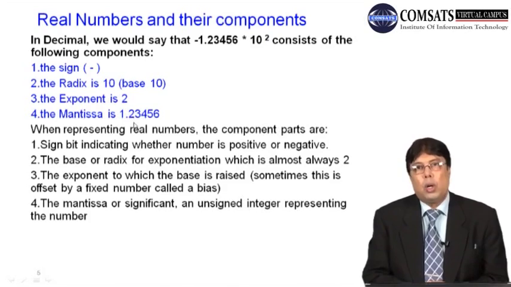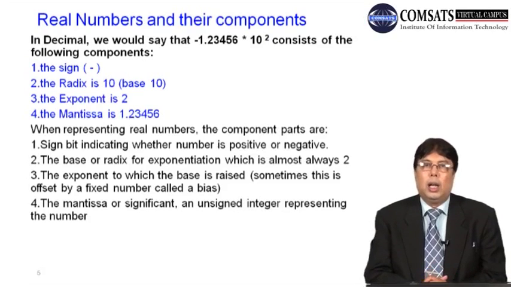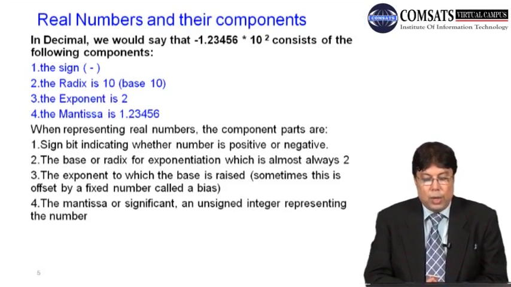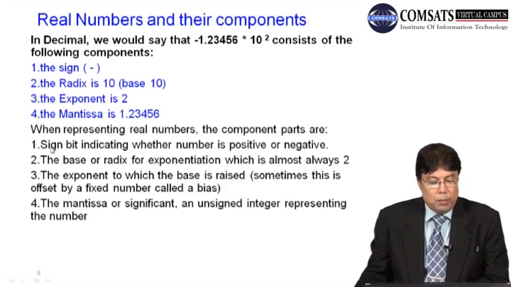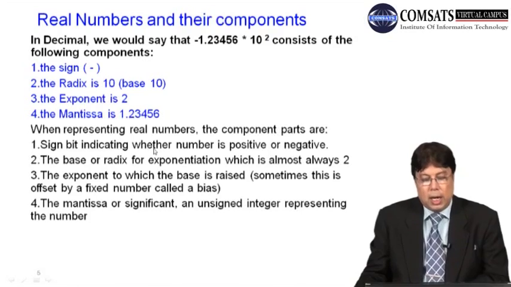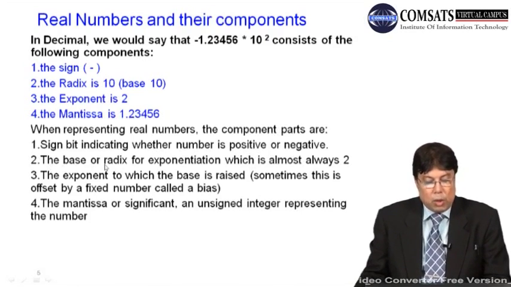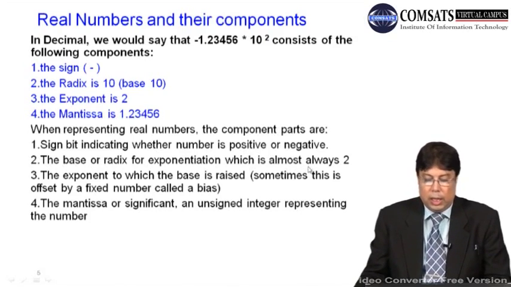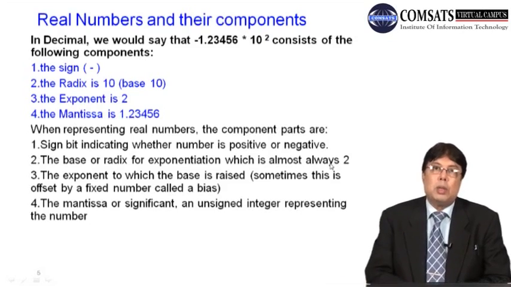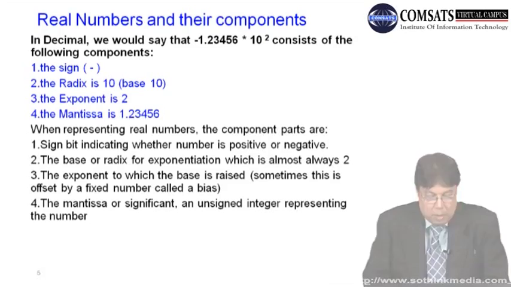So these are the 4 components of the real number system that we need to consider while representing it inside the computer. When we represent real numbers in a computer, we reserve one bit, a sign bit, that indicates whether the number is positive or negative. Then the base or the radix of the exponential, which in our number system is almost always 2, because the number is converted into the binary number system.